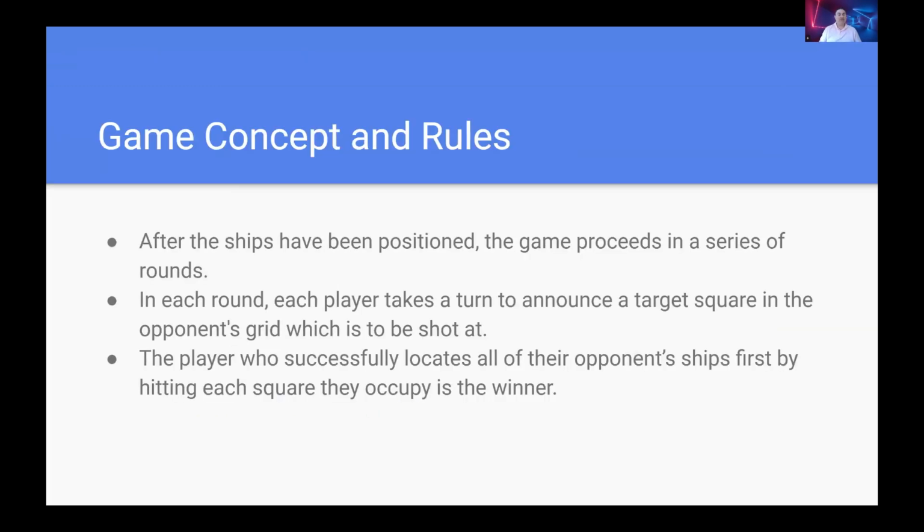So going forward, after the ships have been positioned, the game proceeds in a series of rounds. In each round, each player takes a turn to announce a target square in the opponent's grid, which is to be shot at. The player who first successfully locates all of their opponent's ships, by hitting each square they occupy, is the winner.